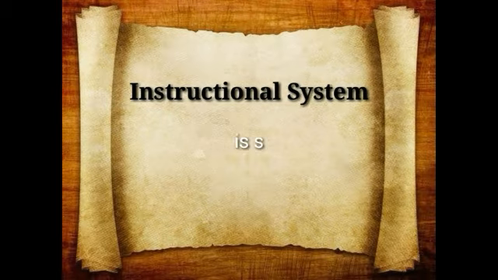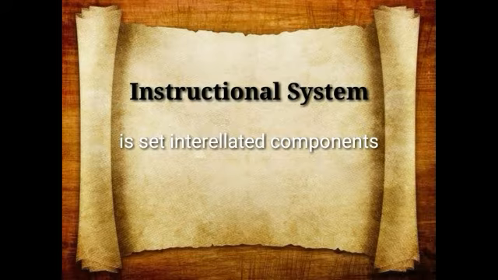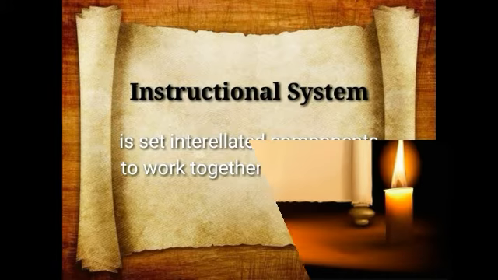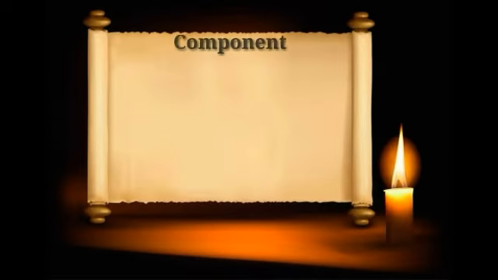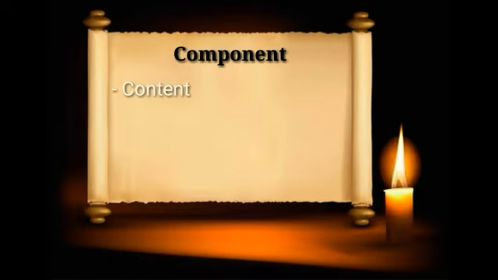Instructional system is a set of interrelated components that work together to provide learning activities necessary to accomplish a learning goal. Instructional system has several components. The first is content. Content is learning materials that will be delivered to students or core media in the learning process. The second is method.